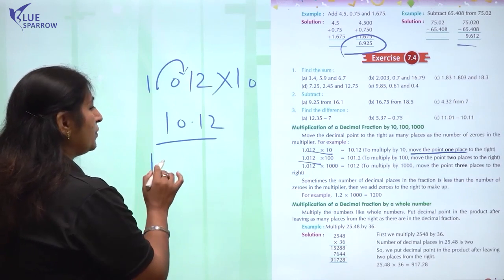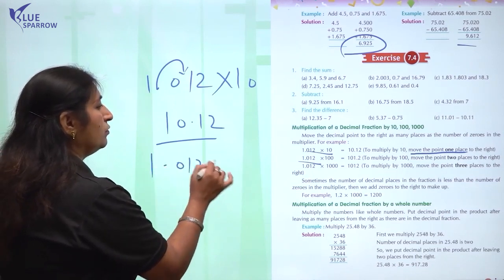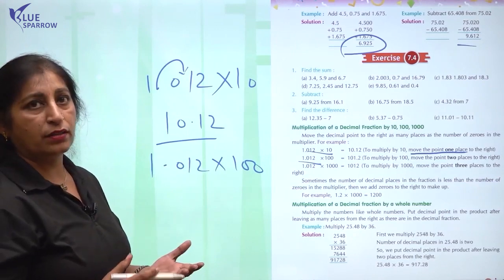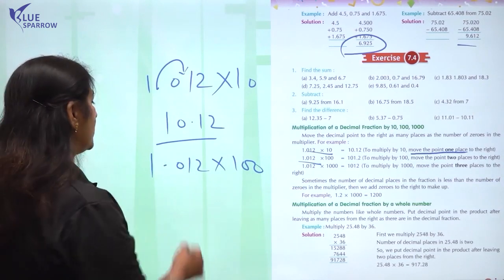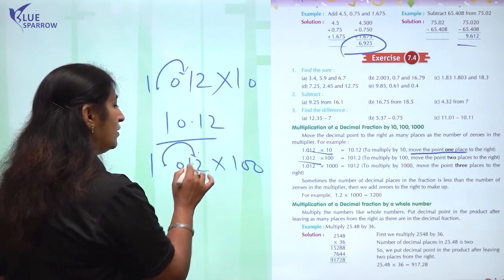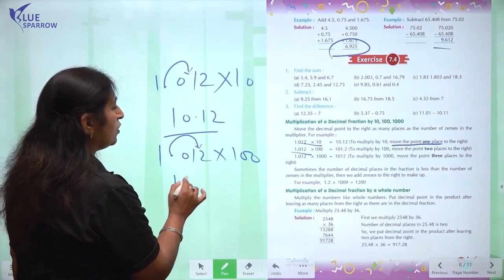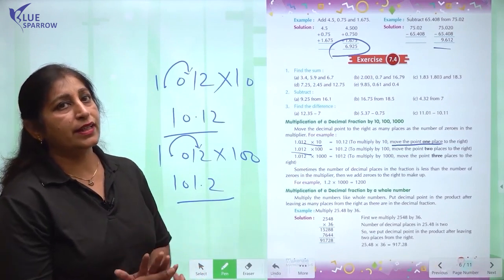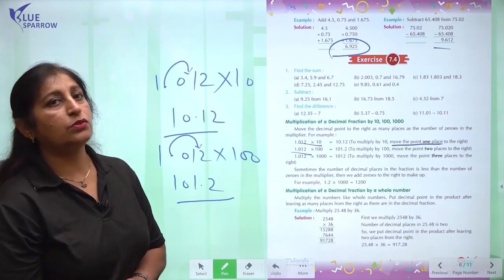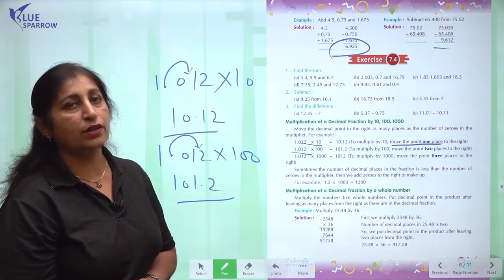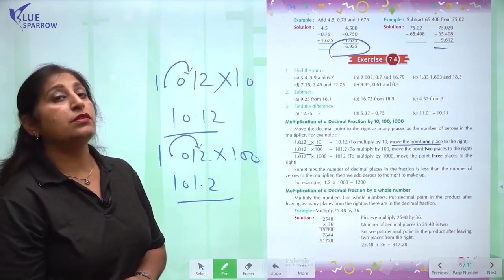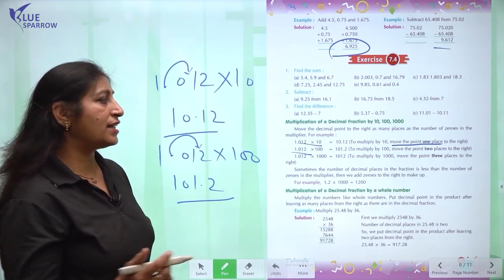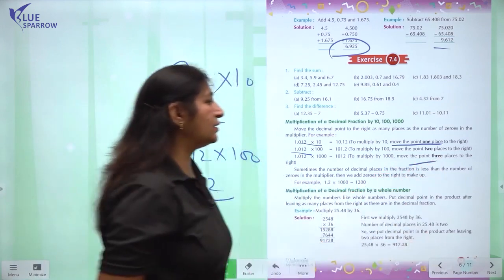Now we are asked to multiply 1.012 with 100. Now in this case we would move the point by two places. That means here it would be 101.2. Now in the next case it is asked that you have to multiply 1.012 with 1000, means you are given 3 zeros with 1. So you would move the decimal 3 places to the right hand side.